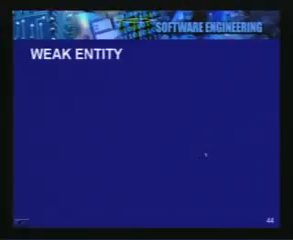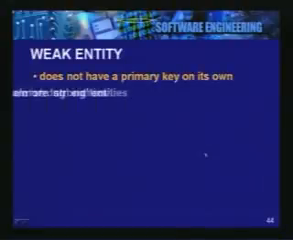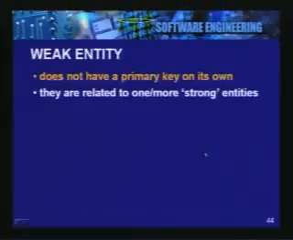Let us now go to the next concept, the weak entities. There are times when you encounter entities which do not appear to have a primary key on their own. Such entities are called weak entities, and they are always related to some other entities which are normal entities, which we may call strong entities, which have their own primary key.